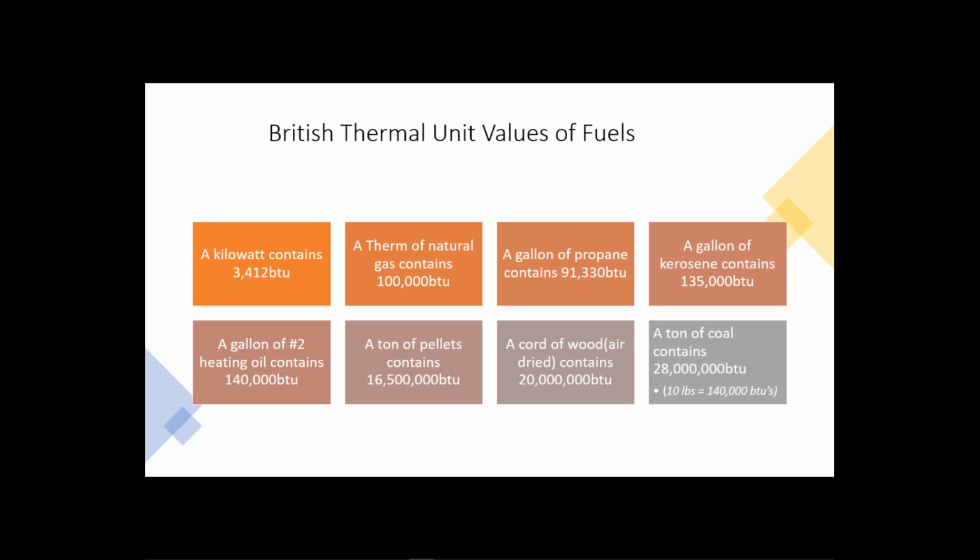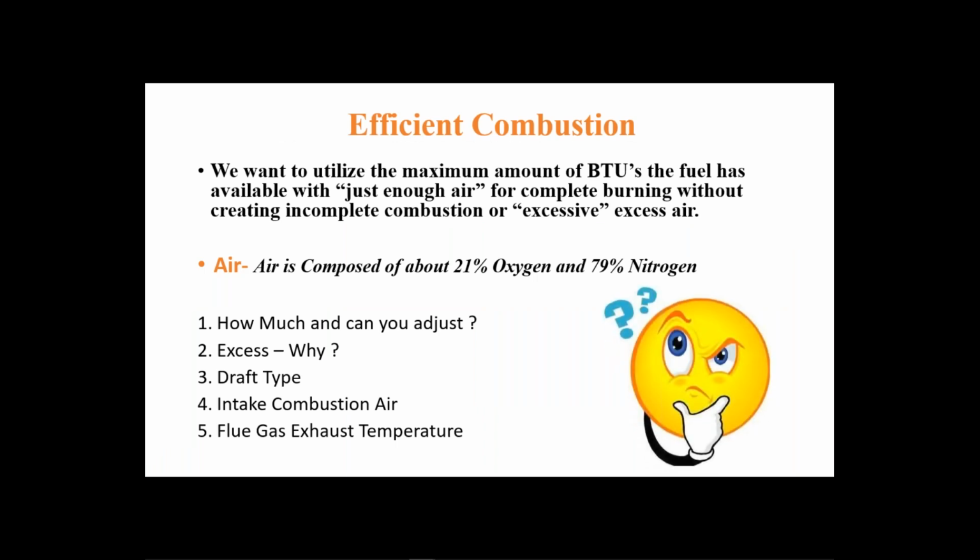Pellets have become kind of common in our industry. A ton of pellets, which are those small wooden round pellets, contains 16,500,000 BTUs for that ton. A cord of wood, air dried, contains 20 million BTUs. And here's the winner: a ton of coal contains 28 million BTUs. And that's a ton. I referenced 10 pounds equals 140,000 BTUs, and that would be per hour. Just something interesting for you.